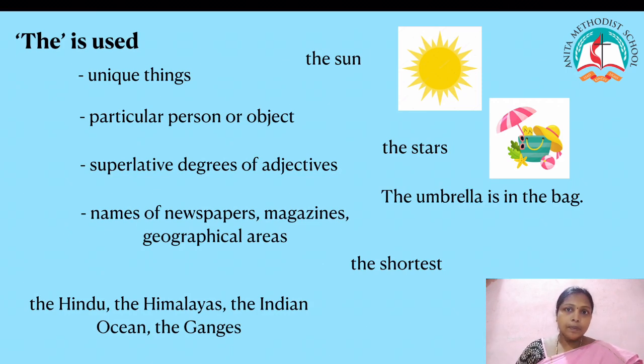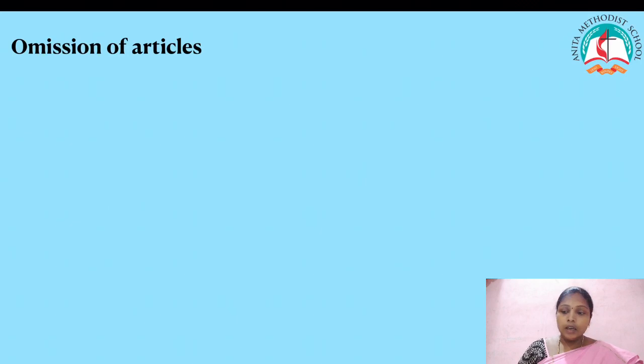Again I repeat: "the" is used before unique things, before a particular person or object, before superlative degrees of adjectives, and before names of newspapers and geographical areas. Right, children? We have learnt the rules of the three articles: a, an and the. I hope you all have understood where to use articles a, an and the. Now, where to omit the articles?